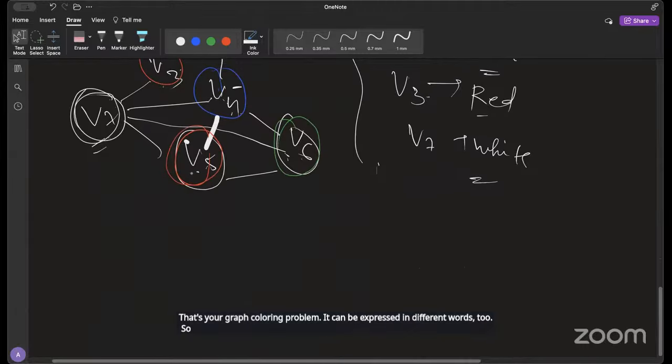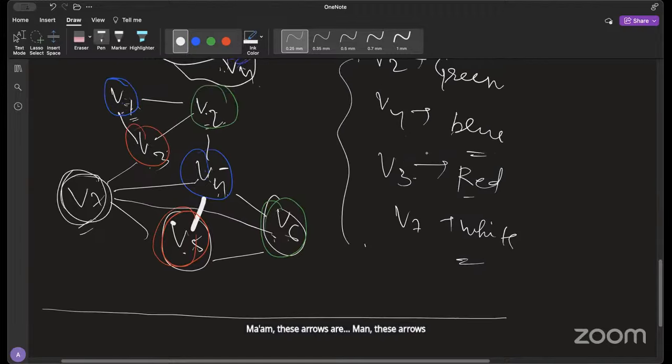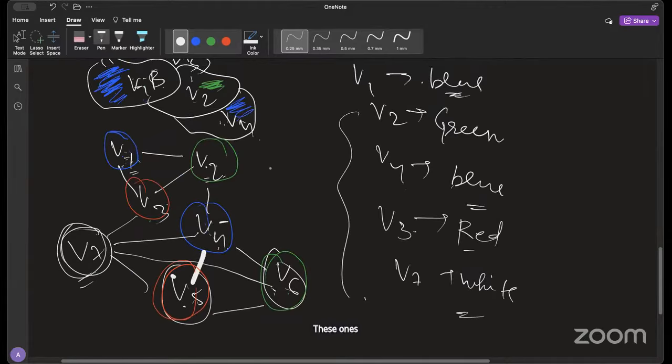So the other way it could be phrased is, let's take another example. Ma'am, these arrows are edges, right? Yeah, these ones are edges, the ones that connect them.